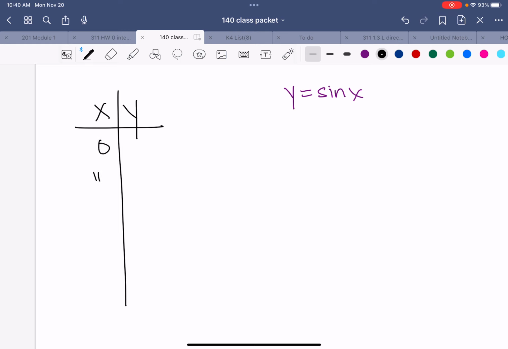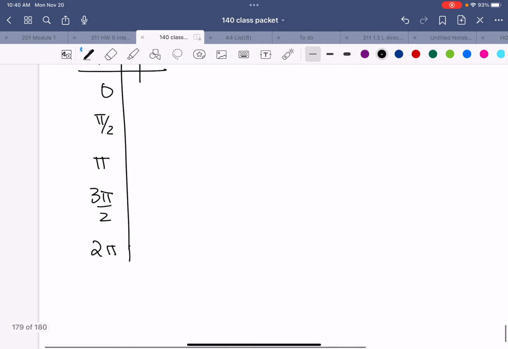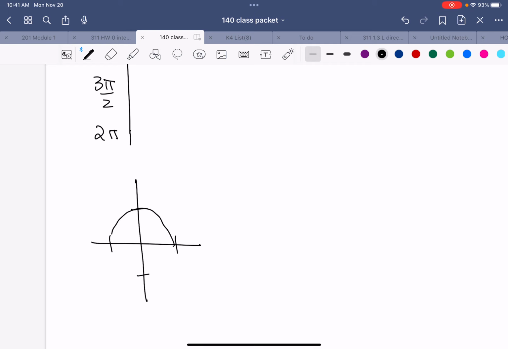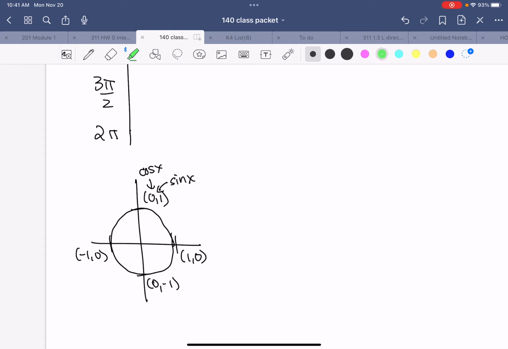So my x and my y's. And I'm going to go with 0, pi over 2, pi, 3 pi over 2, and 2 pi, right? So I'm going to go one time around the circle, okay? And we're going to get these values from our unit circle. So our unit circle looks like this, where this is 1, 0, negative 1, 0, 0, 1, and 0, negative 1. And we know that this first coordinate represents the cosine of the angle, and the second one is the sine. So as I go around my circle, I'm going to want the value in the second coordinate.